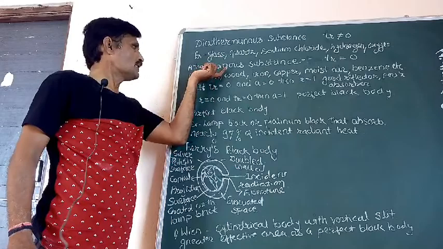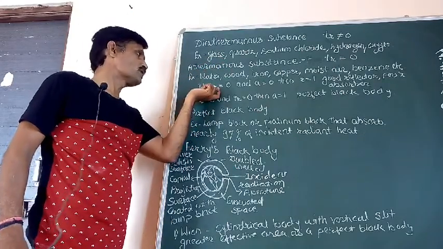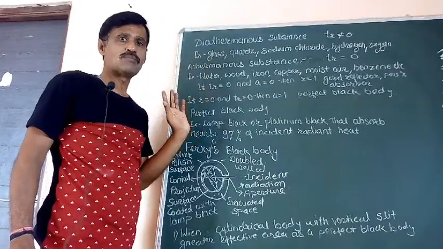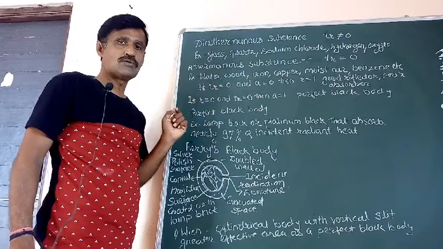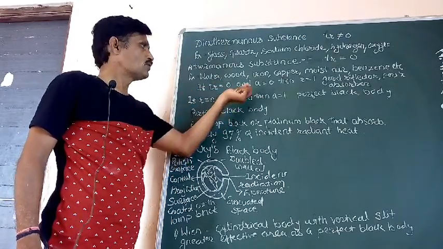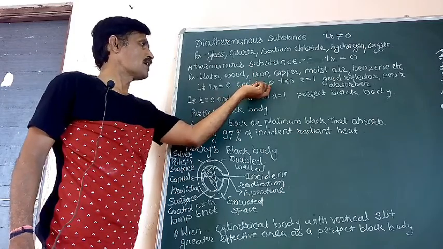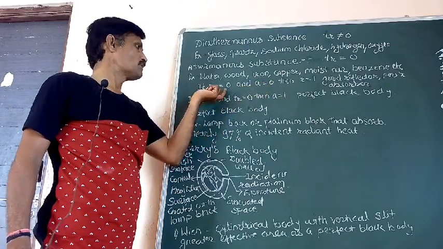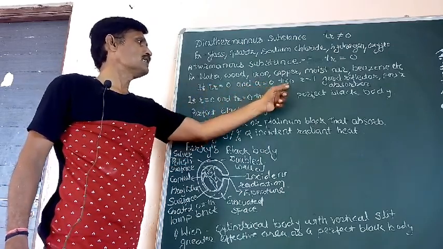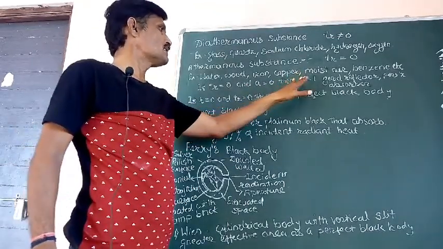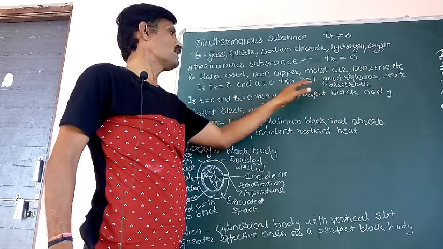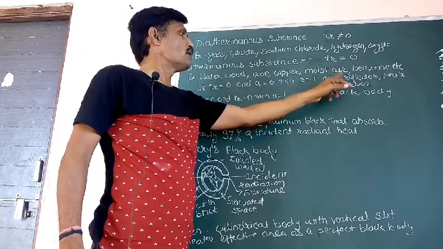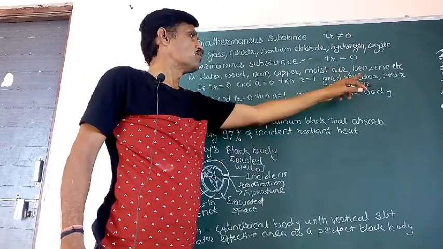Now, in athermanous substance, the coefficient of transmission is 0, means no thermal radiation is transmitted through the body. And suppose that no thermal radiation is absorbed by the body, that means the coefficient of absorption is 0. So if T is 0 and A is 0, then the whole radiation incident on the body is reflected, so R is equal to 1. So it is a good reflector but poor absorber.